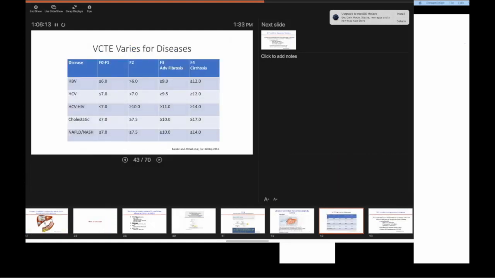And this is just to remind everybody using the FibroScan, the values vary depending on disease state. We know that livers with HIV tend to be a lot stiffer. And then the numbers for NASH are on the higher side compared to Hep C, so something to be mindful of, okay?